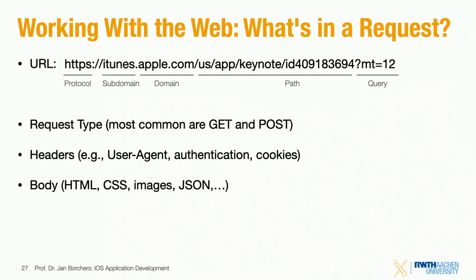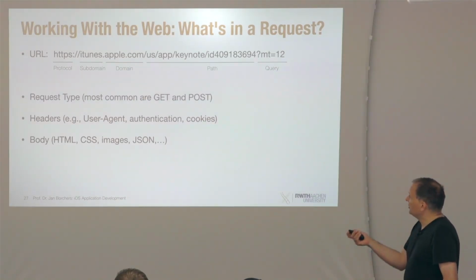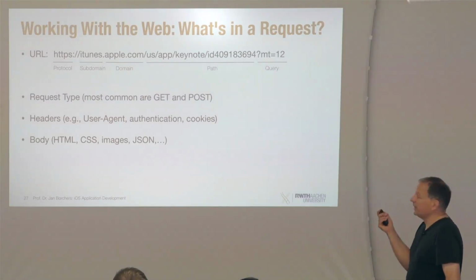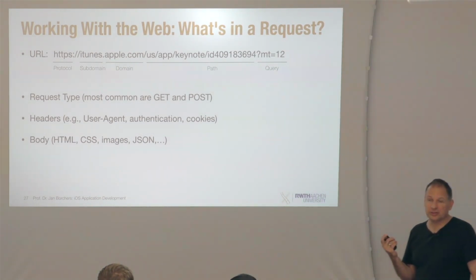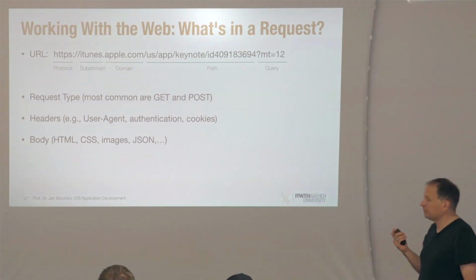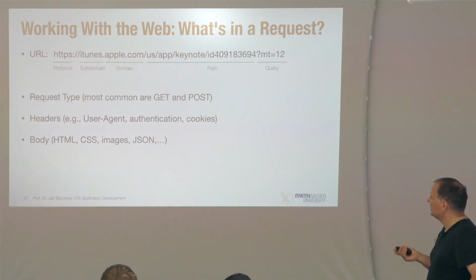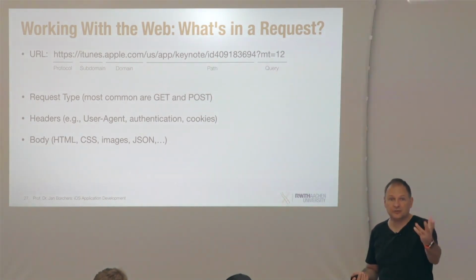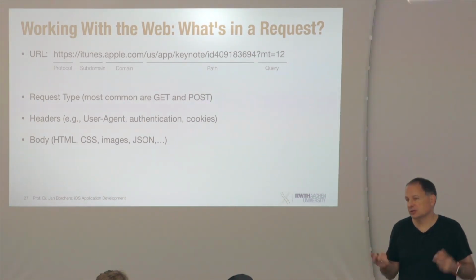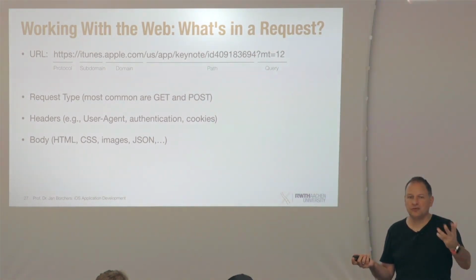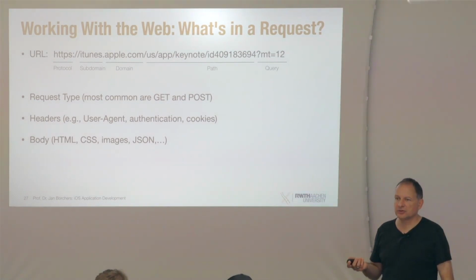So the URL is the most important part in a request when you send out a request for data, but it's not the only part. What's also in a request that gets sent out to the web by a browser, for example, is the request type. The most common ones are GET, when I'm asking for some information from, for example, a web page, or POST, which is, for example, what you use when you have a form where you enter some data and then send it off to the server to use.